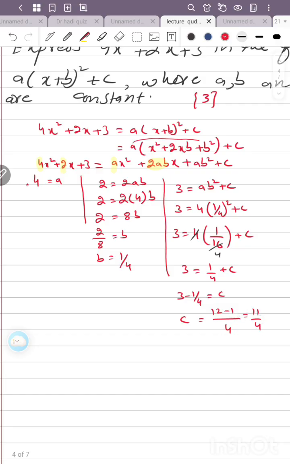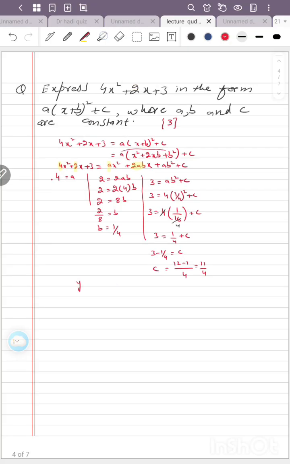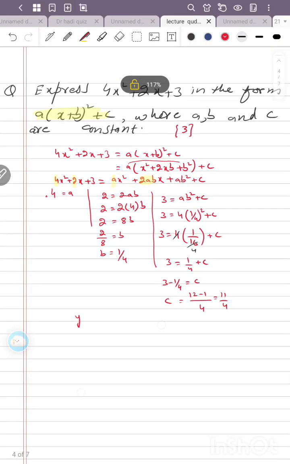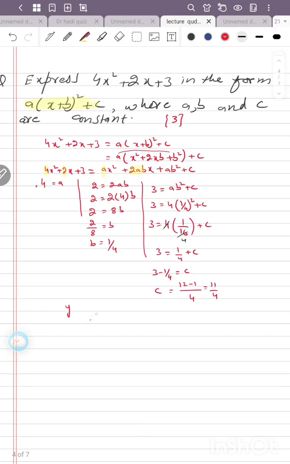We got these points. Okay, we will write into this form. Why? Because the required form, look here, this is your required form. And how can you put these values here? You can put 4. What is the value of a?